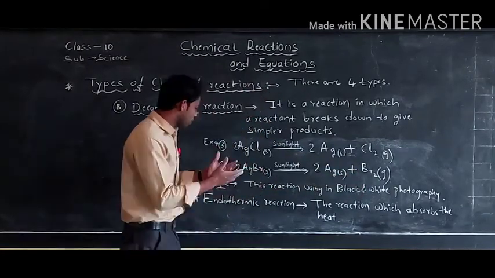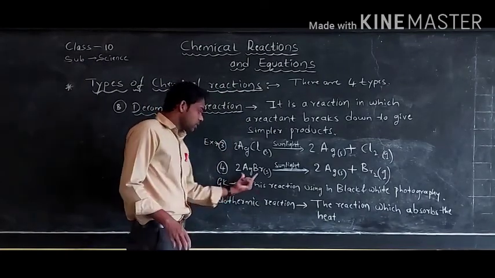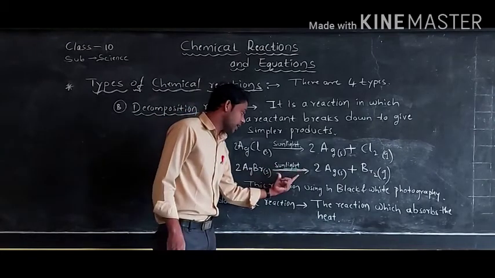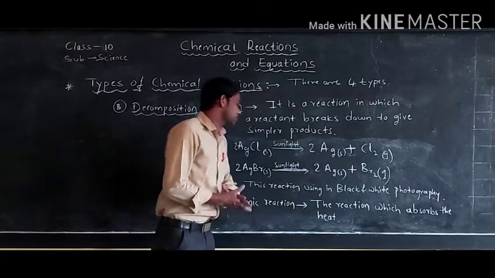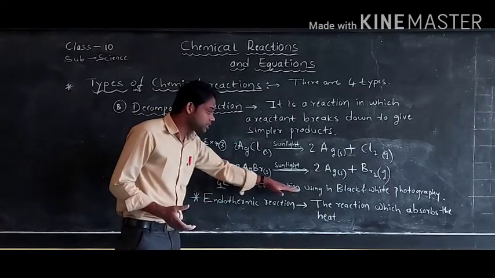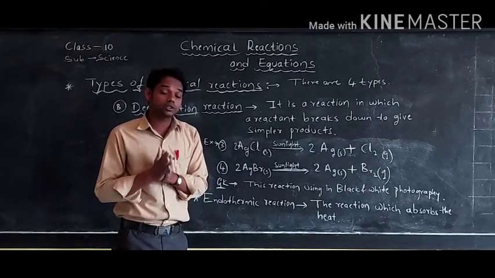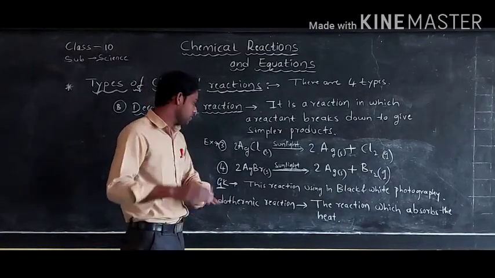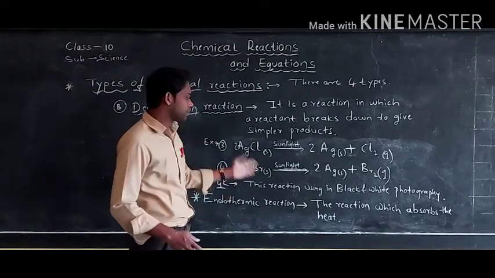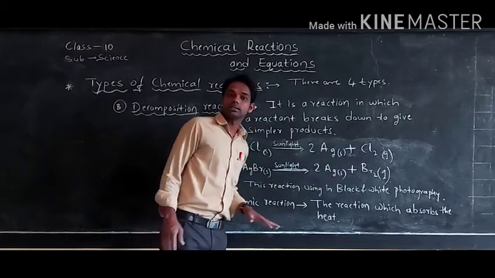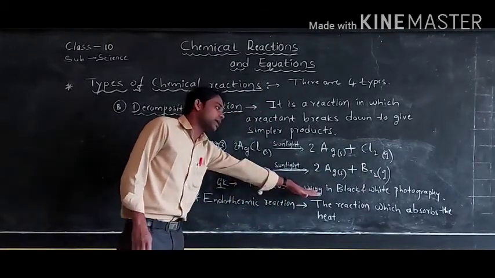Understood? One more example. Listen carefully. This is most important. When silver bromide reacts, it breaks down into silver and bromine. This reaction is used in black and white photography. Which reaction is used in black and white photography? Silver bromide, when it is exposed to sunlight, it absorbs the sun rays and breaks up into silver and bromine. Understood? This reaction is used in black and white photography.